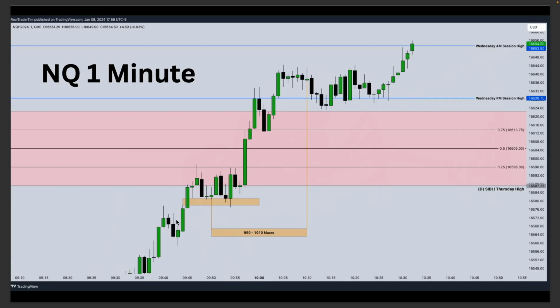So first off, we're zoomed in to this daily inefficiency, and I have the quadrants marked of this higher time frame fair value gap. Now, what time are we coming into this fair value gap? The 9:50 to 10:10 macro. So this is when we expect a spooling of price, which of course we see here beautifully.